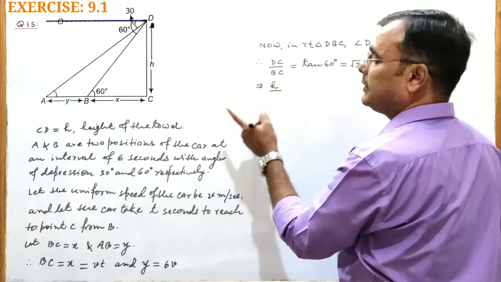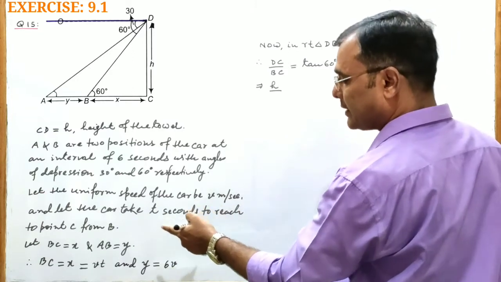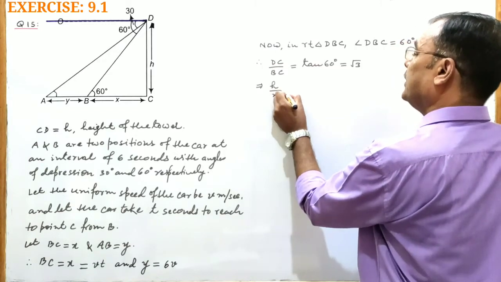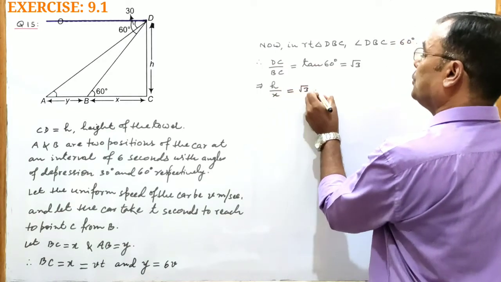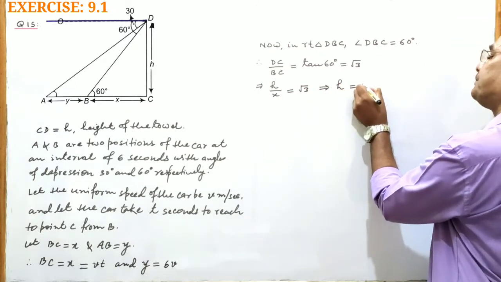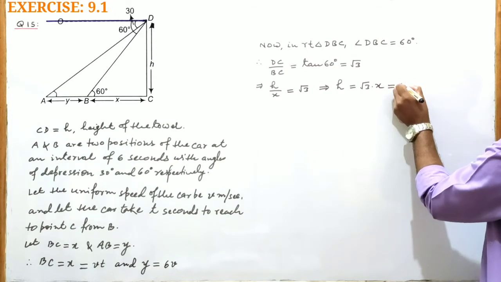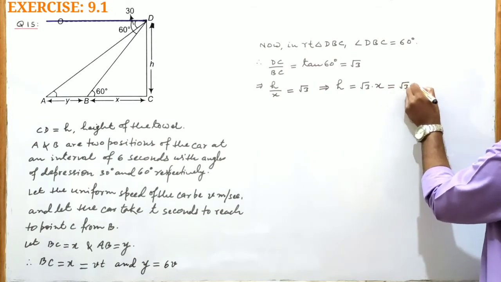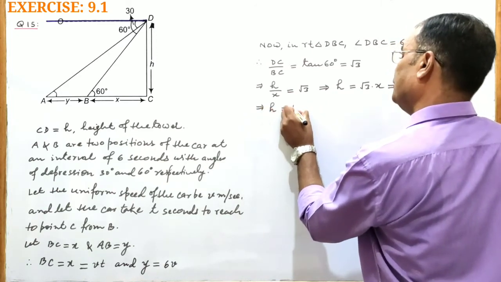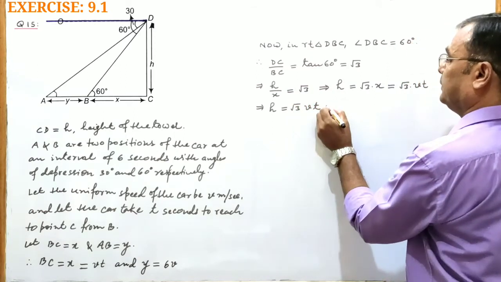DC is the height of the tower, we have taken h, and BC we have taken x, and x we have written in terms of uniform speed and time t. So h by x is equal to root 3, and this implies h is equal to root 3 into x, which is equal to root 3 into Vt. So h is equal to root 3 into Vt. Let it be equation number 1.